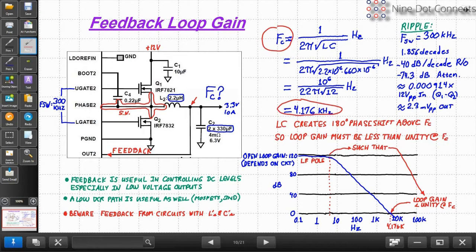So what about ripple? Assuming this is the case, let's say we have a switching frequency of 300 kilohertz.